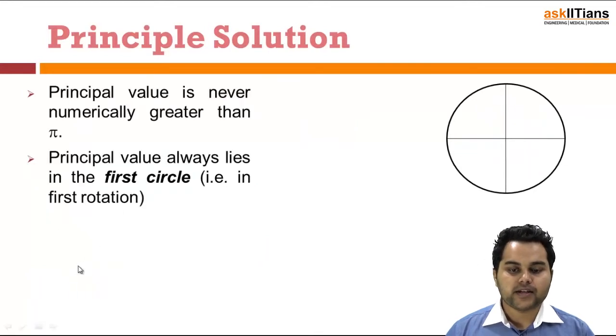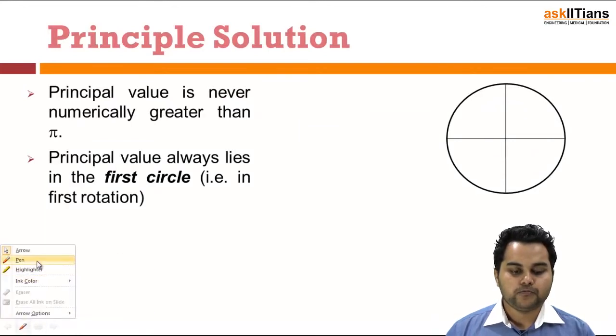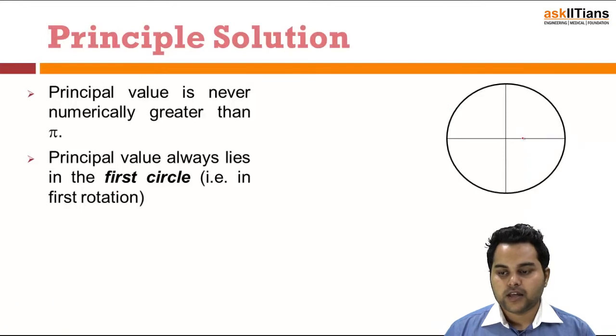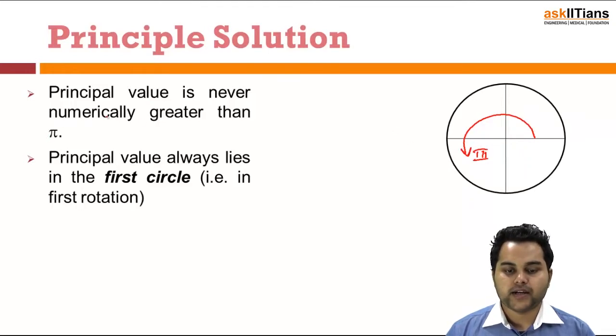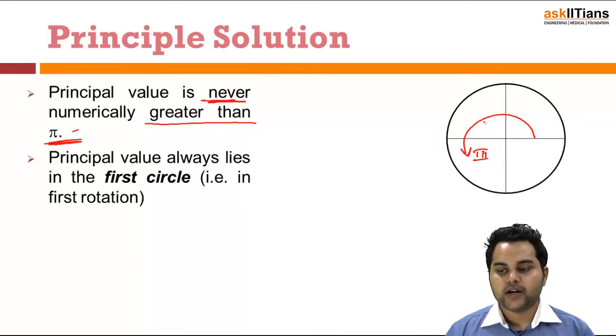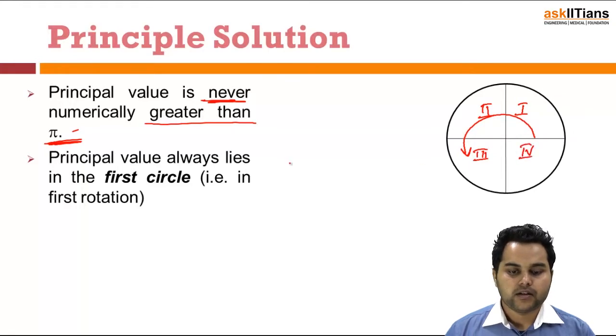Then principal value is never greater than pi. That itself is the reason why we do so. Because if suppose my value is lying in the third quadrant, if I choose to go like this, the value would be greater than pi then. So it should numerically never be greater than pi. That's why when I have first and second quadrant, I choose anti-clockwise, and for the third and fourth, I choose clockwise direction. And principal value always lies in the first circle. That is, if the first circle is defined by 0, 2 pi, that is the first rotation.